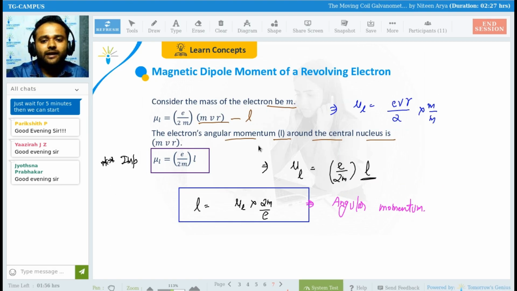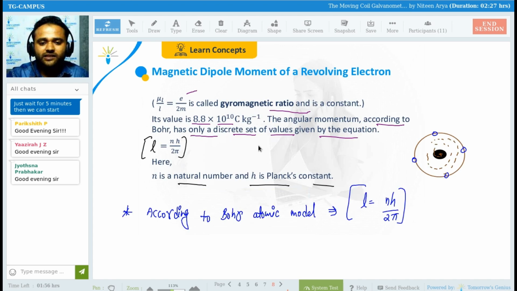Then moving ahead, we can multiply and divide with the mass. So it becomes the magnetic dipole moment of an electron, mu L is e upon 2m into L, where L is angular momentum. This e by 2m is known as the gyromagnetic ratio, or you can say mu L by L. Magnetic dipole moment upon angular momentum is a ratio, and so it is known as the gyromagnetic ratio, which has the value 8.8 into 10 to the power 10 coulomb per kilogram.